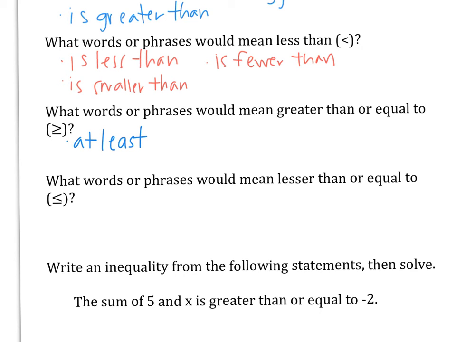Now, what words or phrases would mean less than or equal to? Well, we could say, the child can have at most 2 cookies. Well, this means that they can have 2 cookies or 1 cookie or 0 cookies, but you can't have more than 2. So what would mean less than or equal to would be at most. So you can have that number of cookies or everything less than that number.